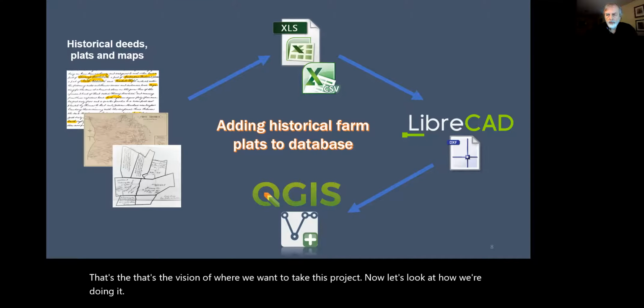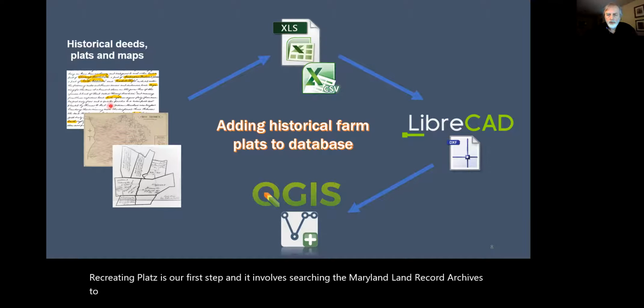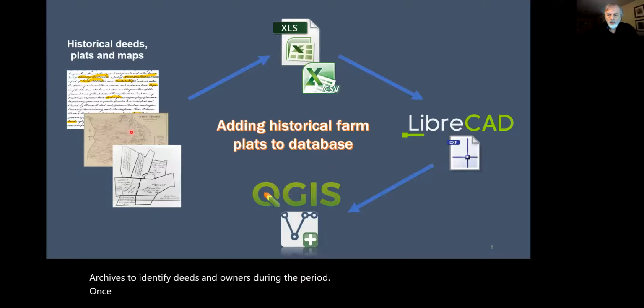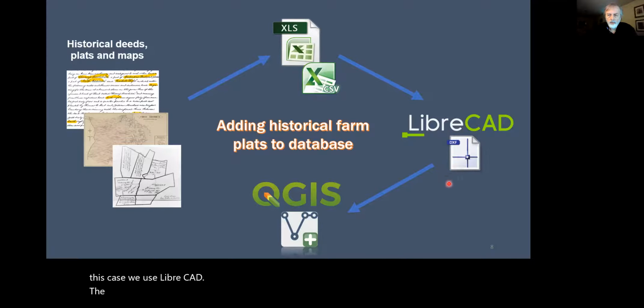Recreating plats is our first step, and it involves searching the Maryland Land Record Archives to identify deeds and owners during the period. Once we've searched the title for a parcel back to the proper period, we transcribe the metes and bounds using an Excel spreadsheet and import that result into a CAD program. In this case, we use LibreCAD. The resulting vector polygon is then imported to QGIS for georeferencing on the current tax map.